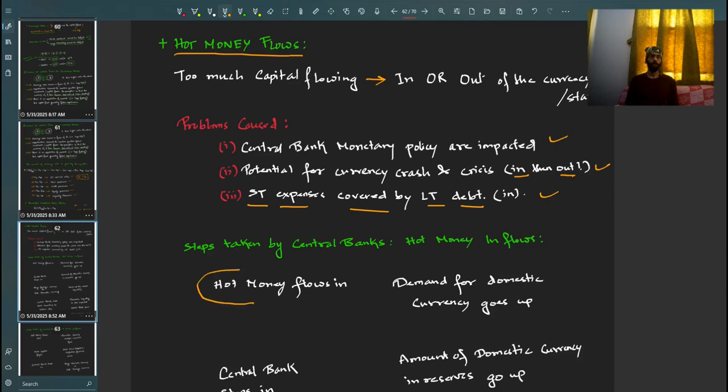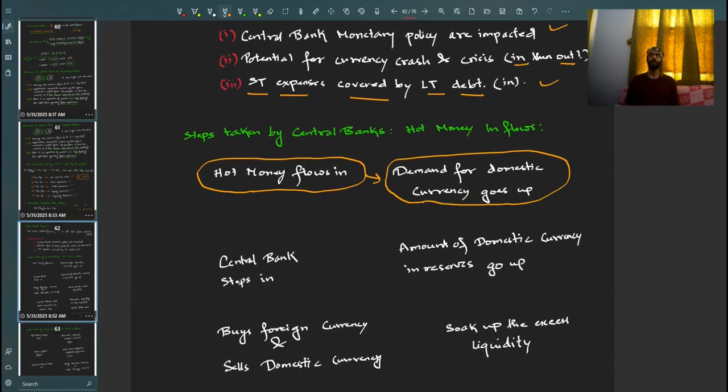Hot monies flow in, right? Hot monies are flowing in because of attractive opportunities, high risk adjusted returns, etc. Now, what happens is the demand for domestic currency goes up. Foreign currency is coming in, getting converted into the domestic currency, and as a result, the domestic currency demand is shooting upwards. Now, this means that the amount of domestic currency reserves are going up, right?